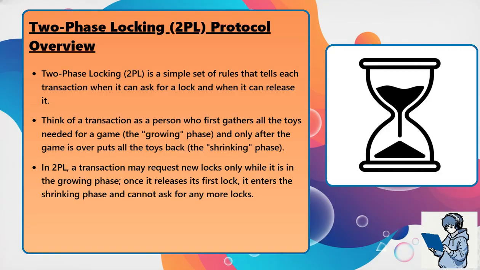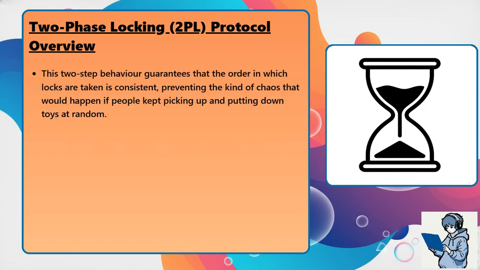In 2PL, a transaction may request new locks only while it is in the growing phase. Once it releases its first lock, it enters the shrinking phase and cannot ask for any more locks. This two-step behavior guarantees that the order in which locks are taken is consistent, preventing the kind of chaos that would happen if people kept picking up and putting down toys at random.